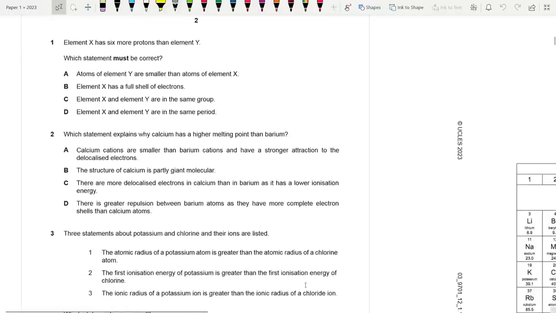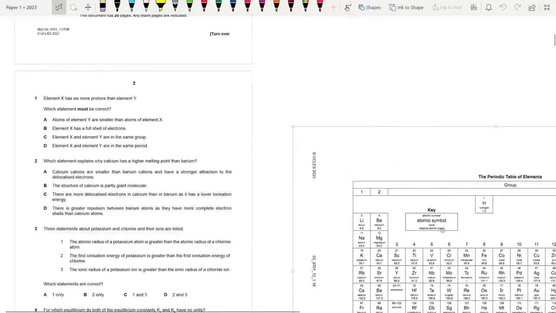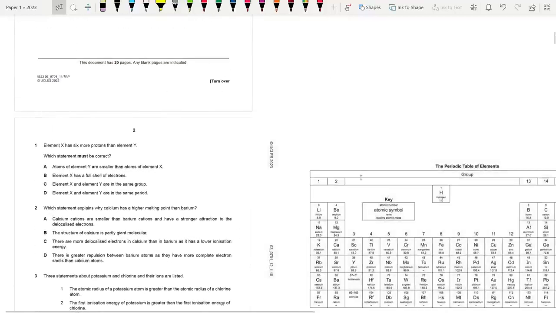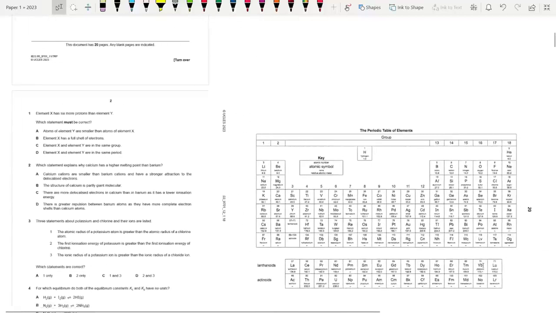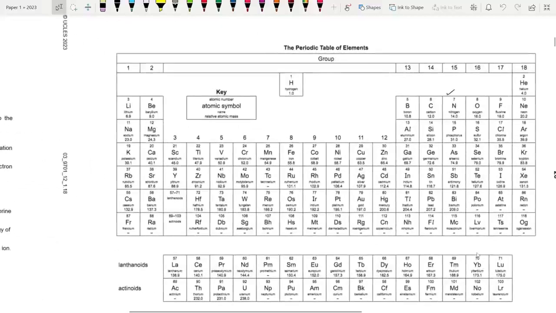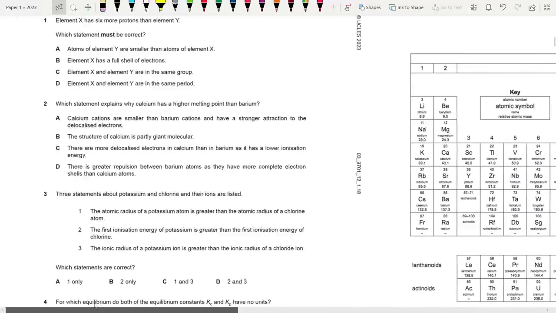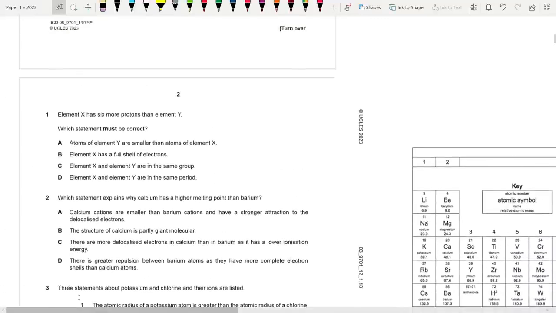Not really, because look at the periodic table. Suppose, I'll give you an example. Suppose, let's take a look at nitrogen. Nitrogen has 7 protons, then 1, 2, 3, 4, 5, 6. Aluminium, okay, aluminium has 6 more protons than nitrogen. But it is in the third period, so it is bigger than nitrogen, right? So just because you have more protons doesn't mean it will be smaller, okay? So A is wrong.